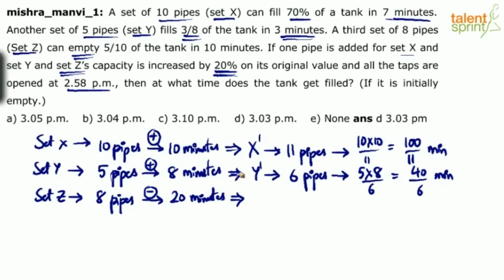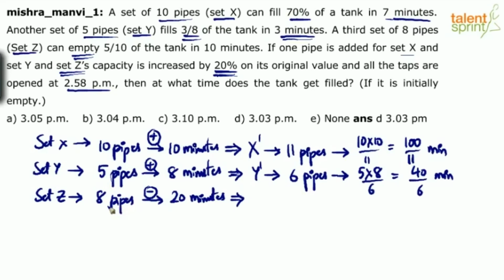See, there are two ways of looking at it. When you say capacity is increased by 20%, there are two ways in which you can do it. Either increase the number of pipes. If you increase the number of pipes, the capacity will automatically increase, right? Or increase the capacity of each of these pipes. So what can you do? Either increase the number of pipes by 20%, so 8 pipes will become 8 plus 20% of 8.